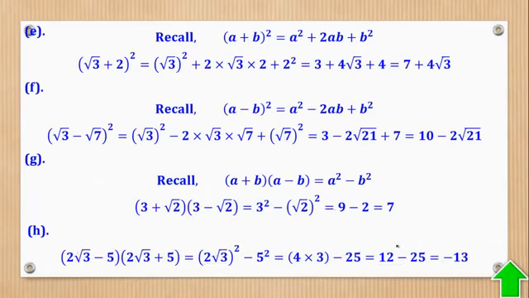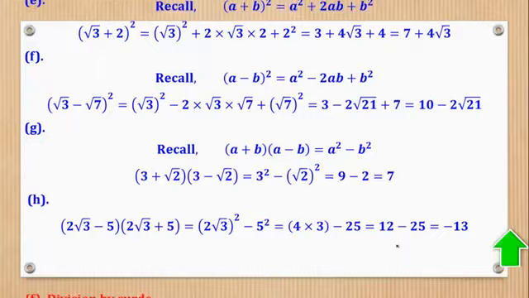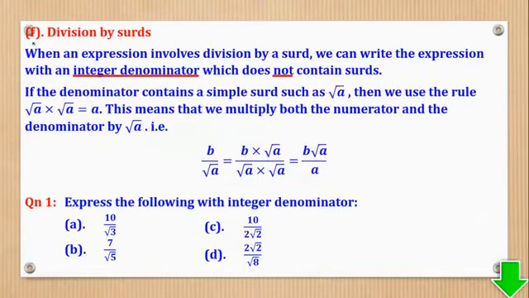So I believe by now you have learned how to expand surds. Now we shall go to the next part, which is division by surds. When an expression involves division by a surd, we can write the expression with an integer denominator, which does not contain surds. So in mathematics, if you leave a surd in the denominator, then you have not yet completed the solution. So it is not the final answer. So always in mathematics, ensure that the denominator is an integer.